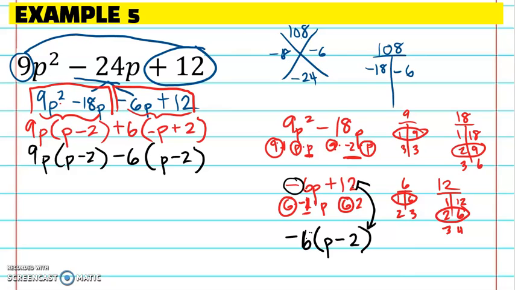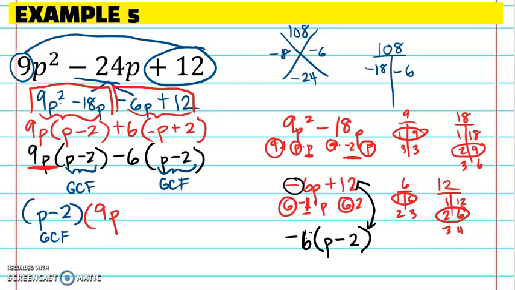So manipulate it to make it talk to you. Both of these are multiplied by p minus 2, so I'm going to pull that factor out. That's my greatest common factor. And then I look at what's left over. Well, I have p minus 2 times 9p, so I still have to multiply by 9p. And then p minus 2 times negative 6 would give me my second term. There we go. Awesome. We're not done yet, though, because I have to look for common factors if there's any lingering.